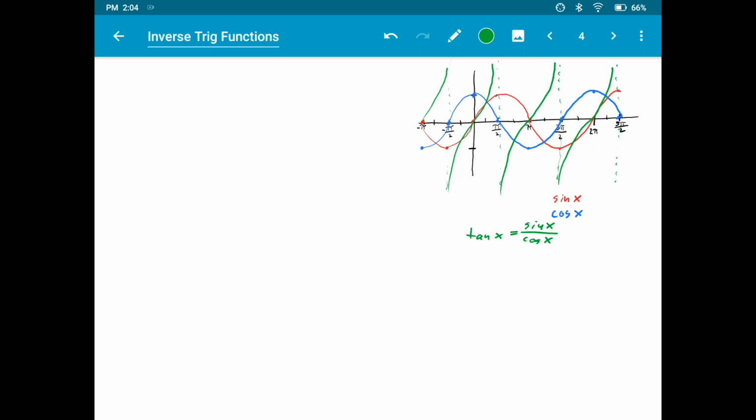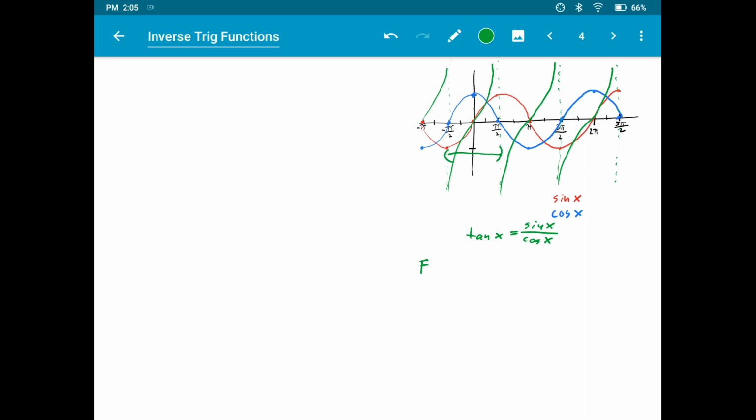And if we are restricting our domain, we would like to include 0. And if possible, we would like to have a single continuous domain. So to make that happen, I can look at from negative pi over 2 to pi over 2. However, tangent isn't defined at pi over 2 or negative pi over 2, so we won't include the endpoints.